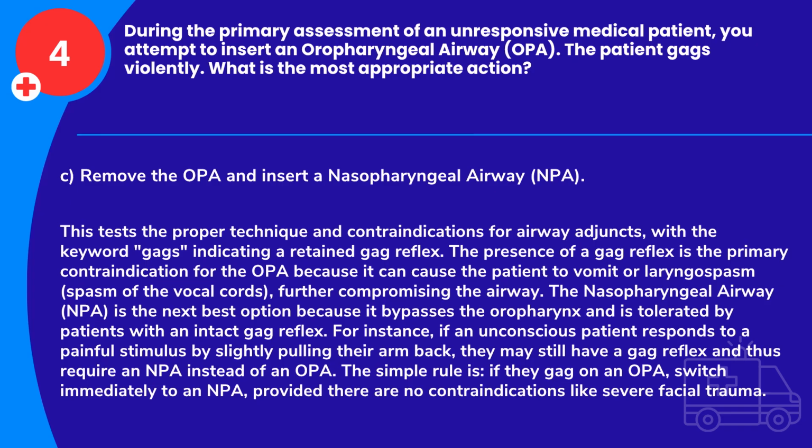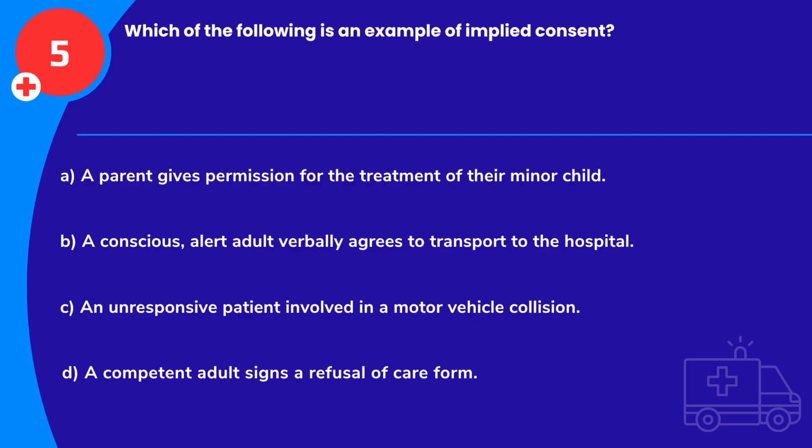The nasopharyngeal airway, NPA, is the next best option because it bypasses the oropharynx and is tolerated by patients with an intact gag reflex. For instance, if an unconscious patient responds to a painful stimulus by slightly pulling their arm back, they may still have a gag reflex and thus require an NPA instead of an OPA. The simple rule is, if they gag on an OPA, switch immediately to an NPA, provided there are no contraindications like severe facial trauma. Question 5.